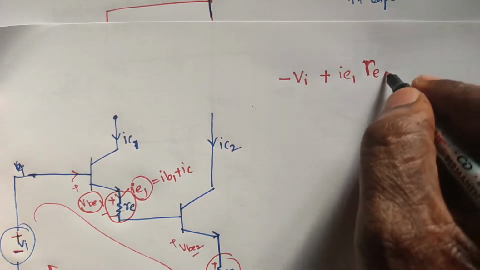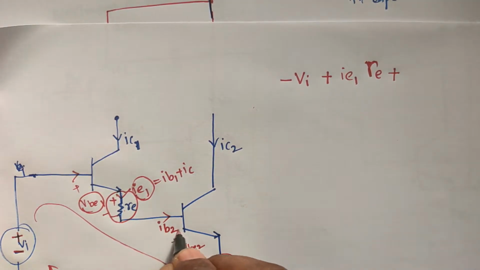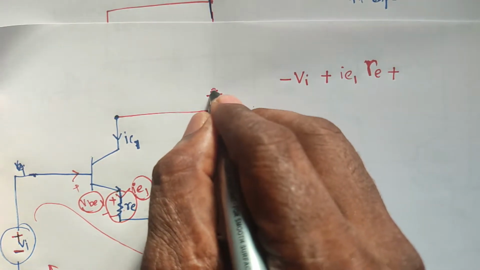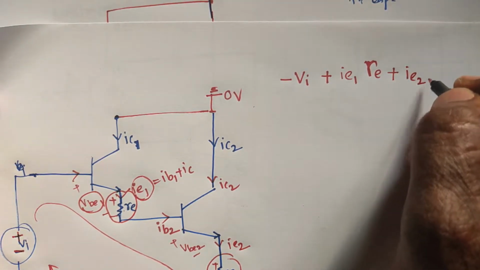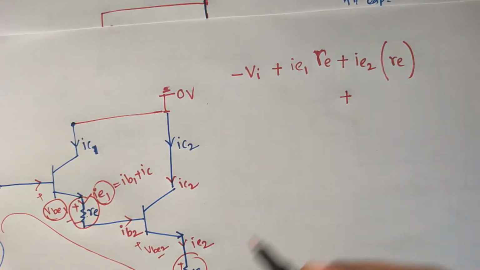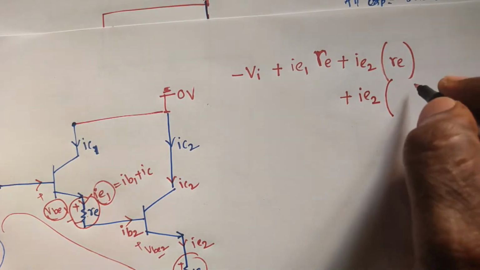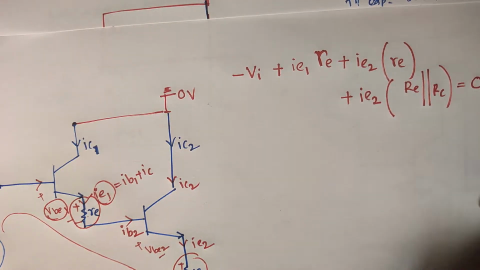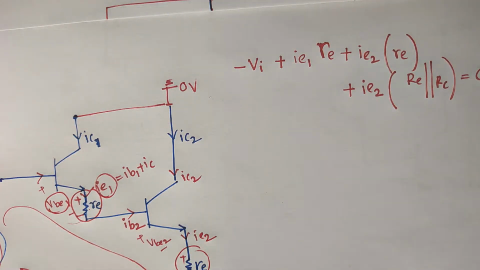IE1 into RE plus, what is the starting voltage here? Here that current is IB2, here IC2, both are connected from ground. Here IE2, so IE2 into that resistance RE, and plus, in this both are parallel. Both are parallel, which current is passing? IE2 into that RE is parallel with RC, that is equal to 0. Algebraic sum of all individual voltage in the closed loop is equal to 0.